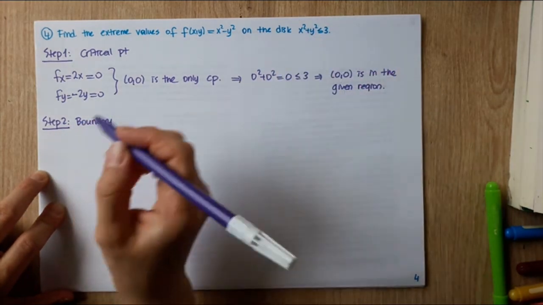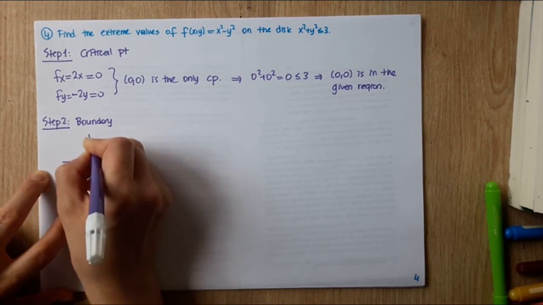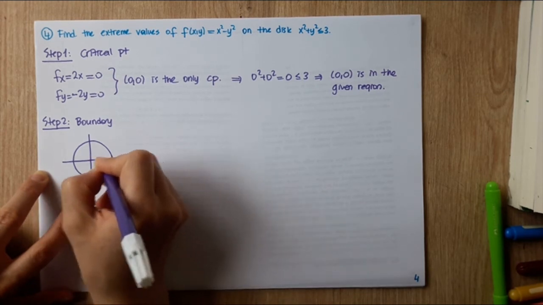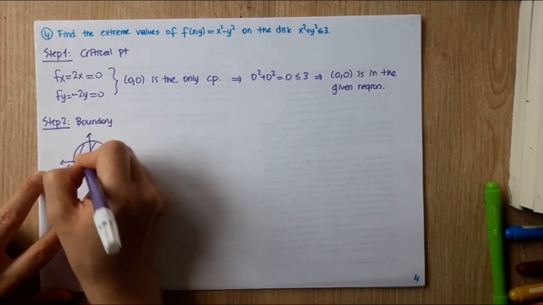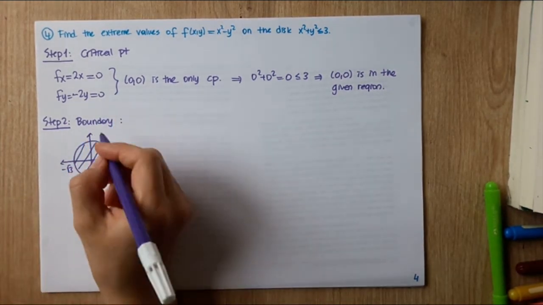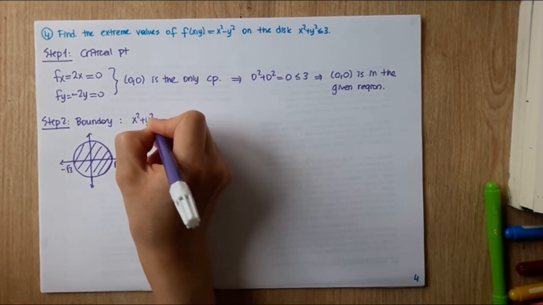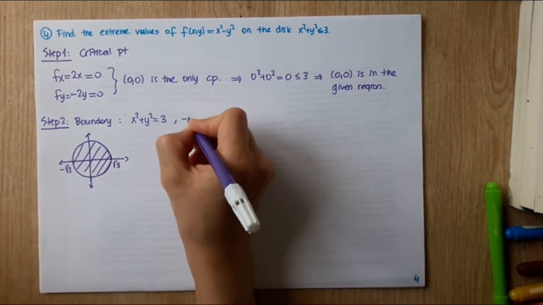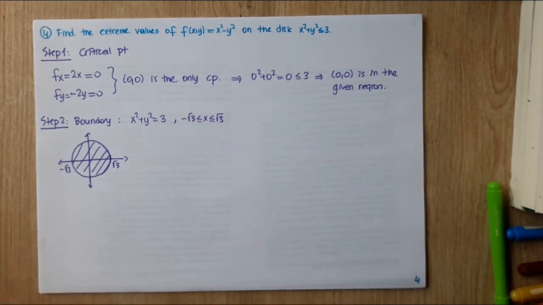I have a circle here, right? And the radius of this circle is square root of 3, sorry, not x, and minus square root of 3 here. So this is our region. Okay, we have only one boundary, and the boundary is that circle, x squared plus y squared equals 3. And here, x changes between minus square root of 3 and square root of 3.